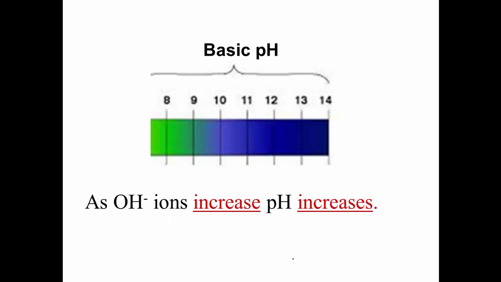For a basic solution, as we have more hydroxide ions, the pH increases. So pH increases with more hydroxide ions. It decreases with more hydronium ions. So your basic range between 8 and 14 has a hydroxide ion concentration greater than 1 times 10 to the negative 7.